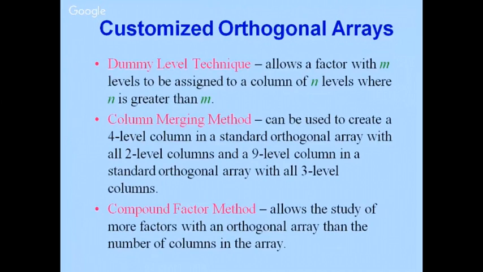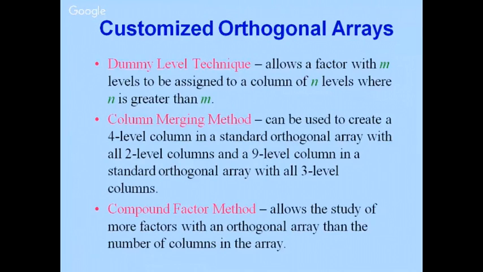There are 3 techniques available to modify the standard orthogonal arrays. First is the dummy level technique. I will explain this in detail later on if we have time. It allows a factor with m levels to be assigned to a column of n levels where n is greater than m. Okay. So what do I mean here? That you can assign a 2-level factor to a 3-level column. There is a method available for that. You can assign a 4-level factor to a 6-level column. You can do that.